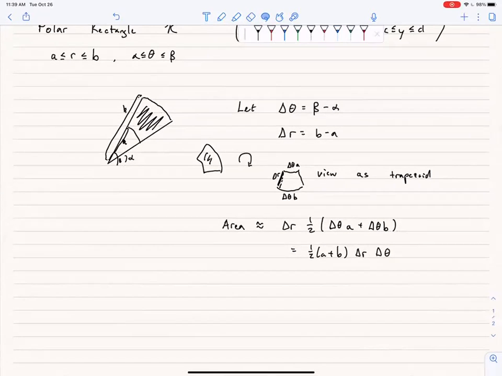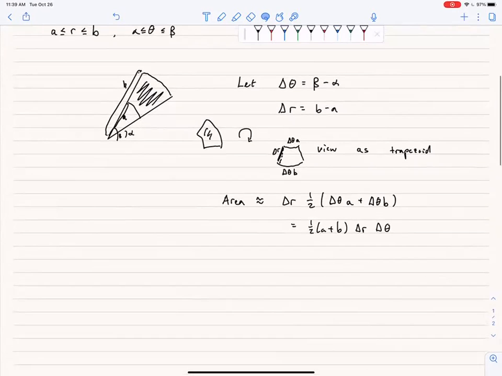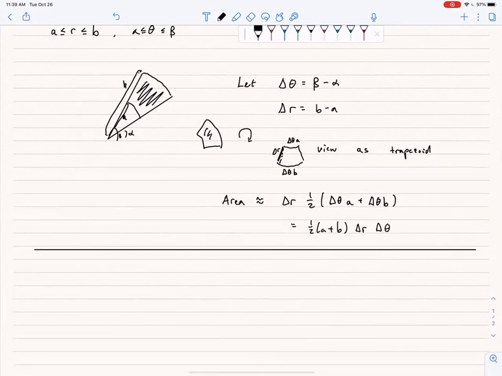All right. Now, I'm going to use this formula to talk about how we can form the integral of a function over a polar rectangle. So now let's do that. Double integrals over polar rectangles.